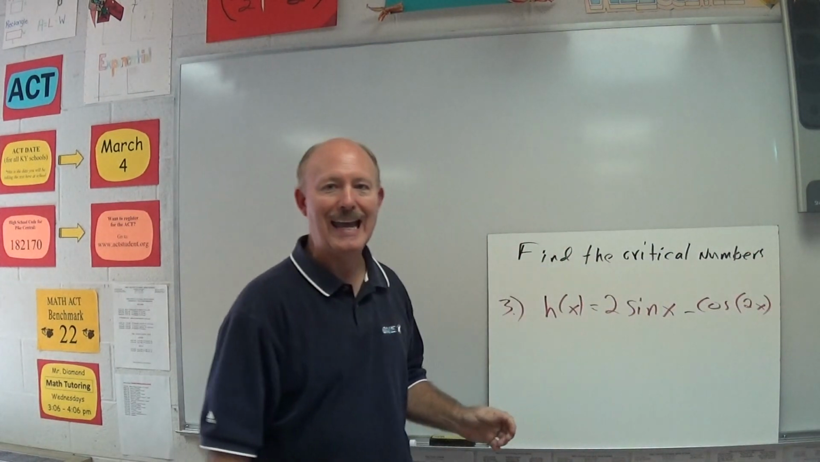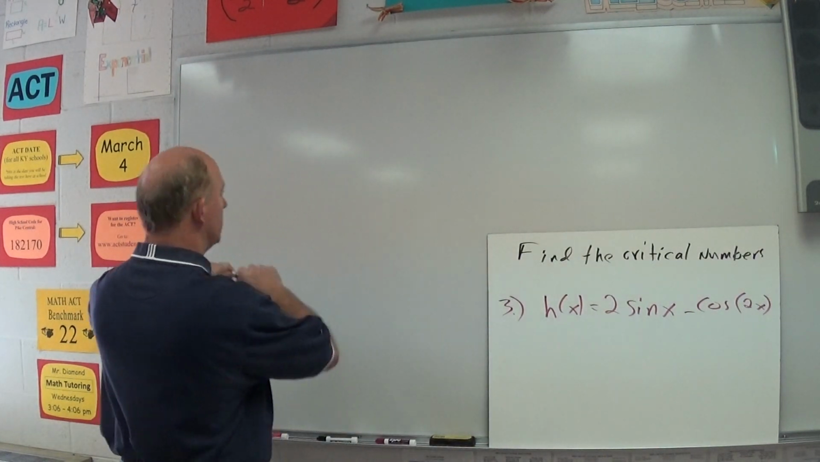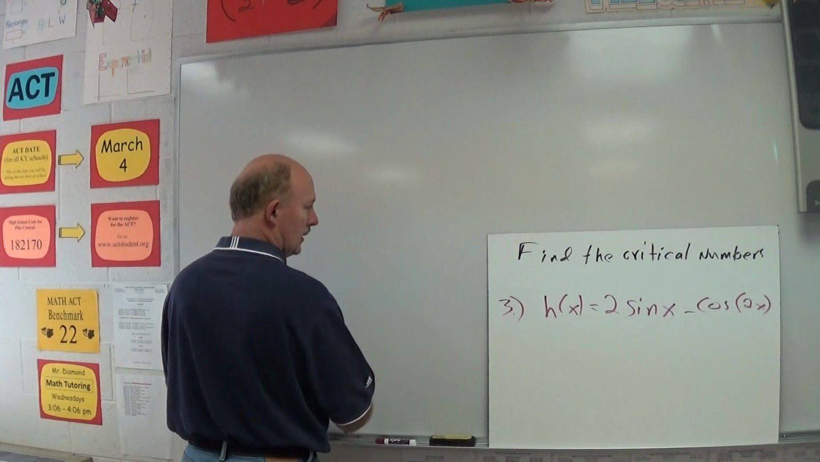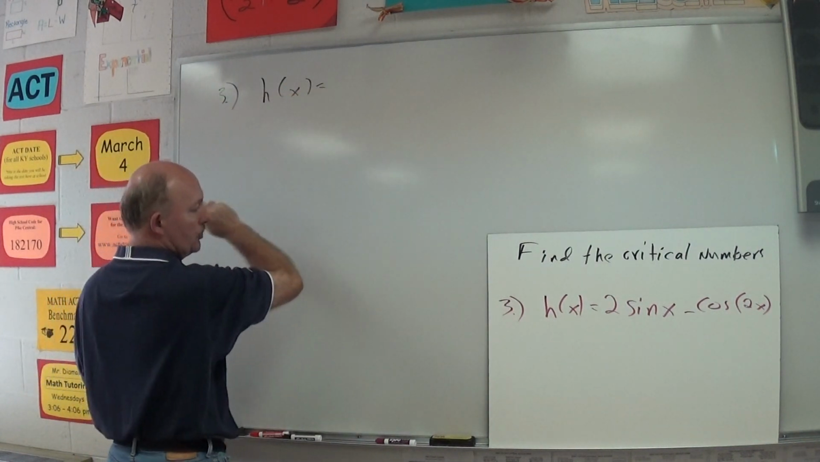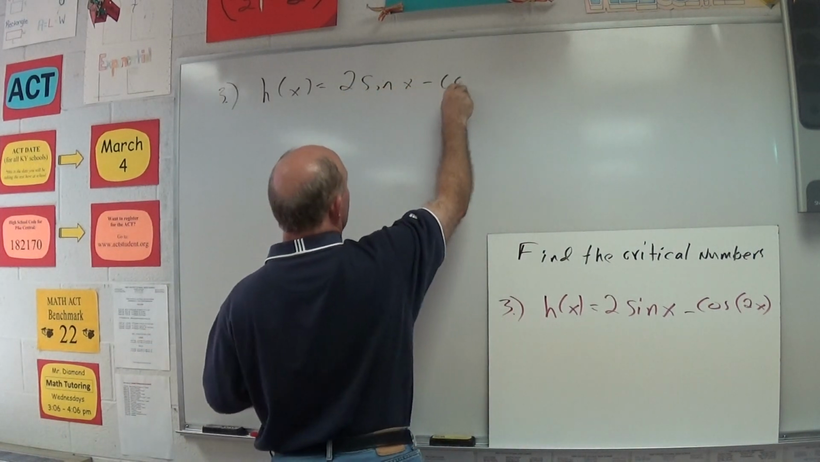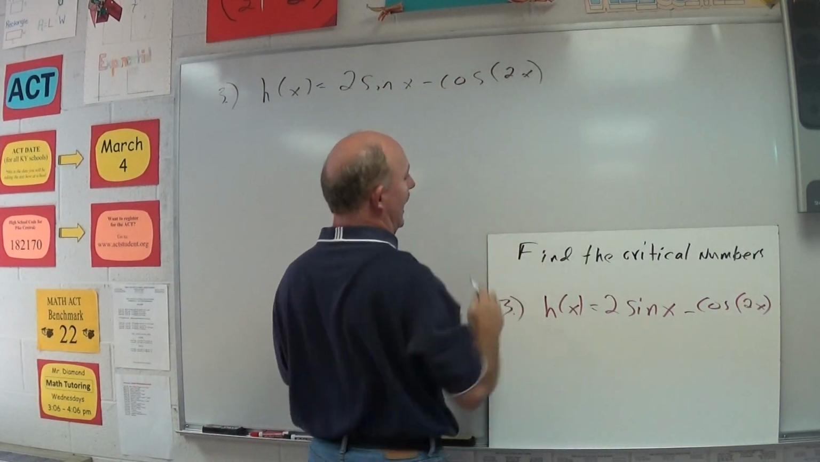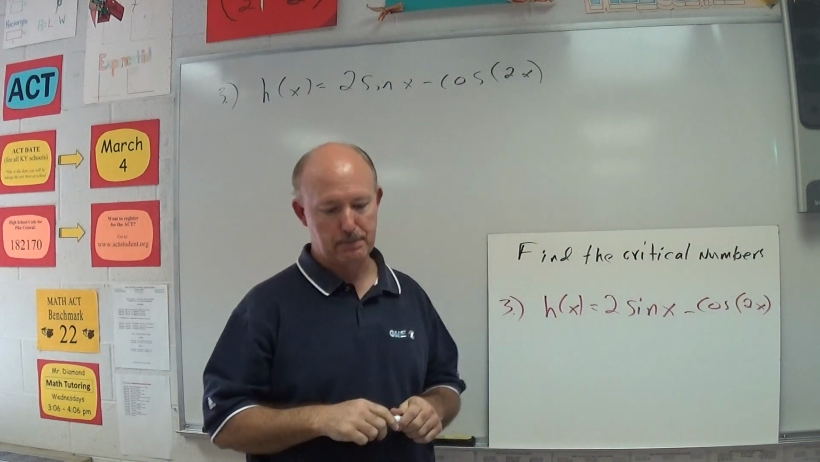Okay, let's try a trig function. All right, so example number 3, we've got h of x is equal to 2 sine x minus cosine 2x. How do we get the critical numbers of this type of trig function?